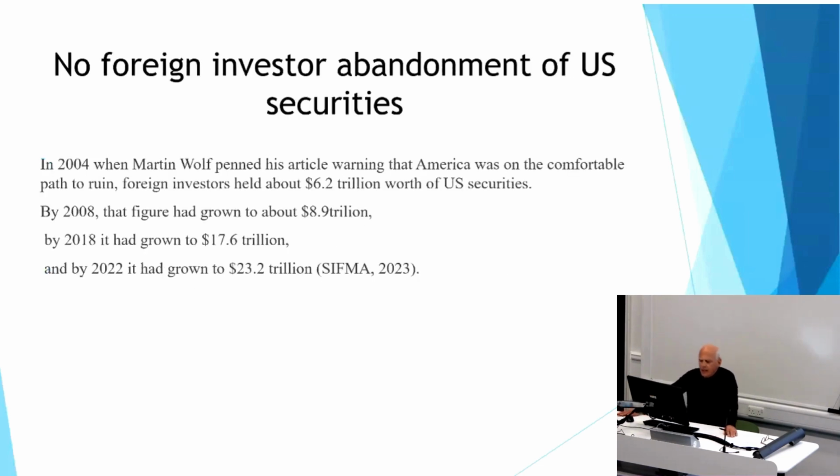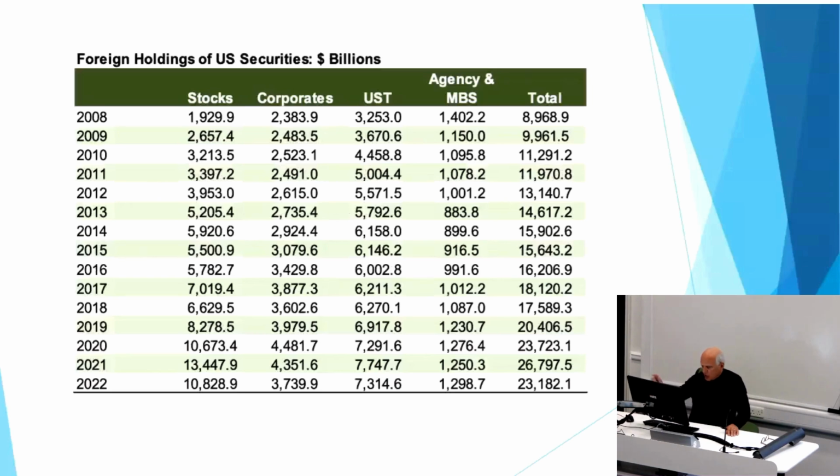When Martin Wolf penned his article in 2004, warning that America was on the comfortable path to ruin, foreign investors held about 6.2 trillion worth of US securities. By 2008, that figure had grown to 8.9 trillion. By 2018, it had grown to 17.6 trillion. By 2022, it had grown to 23.2 trillion. These are the figures, the relentless increase in foreign holdings of US securities.